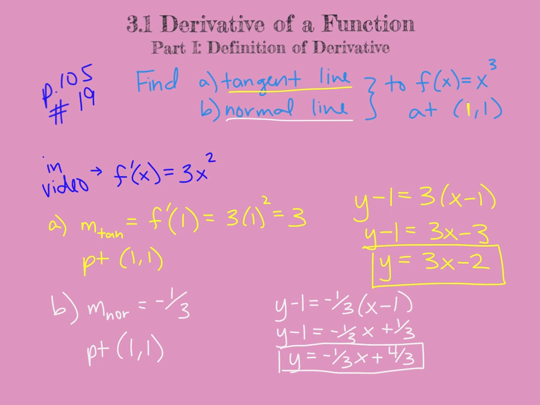So the moral of the story is that the derivative function is your slope at any exact point. It gives you the instantaneous rate of change or the instantaneous slope at that point, which is the slope of the tangent line at that point.